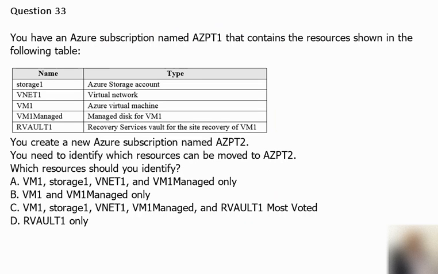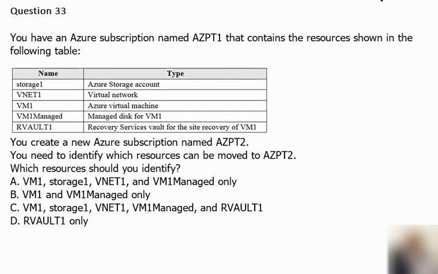You have an Azure subscription named AZPT1 that contains the resources shown in the following table. Okay, so all these resources are in AZPT1. You create a new Azure subscription named AZPT2. You need to identify which resources can be moved to AZPT2. Which resources should you identify?